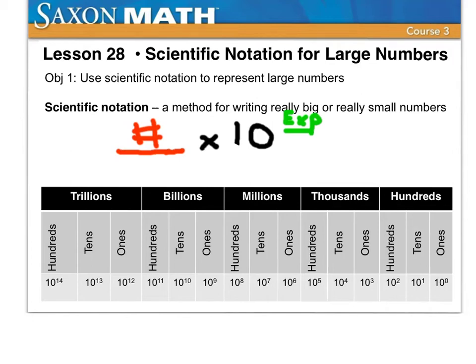Hey, welcome to lesson 28. This is scientific notation for large numbers. And objective number 1 is to use scientific notation to represent large numbers.